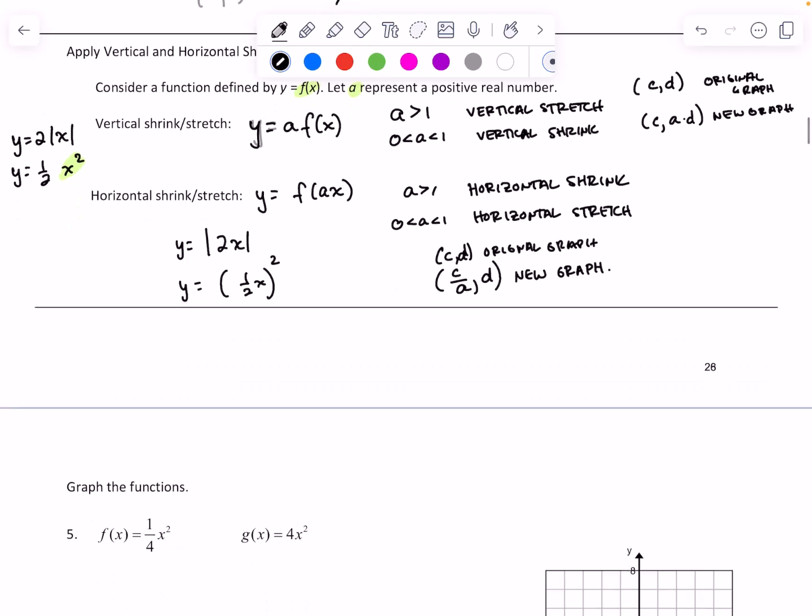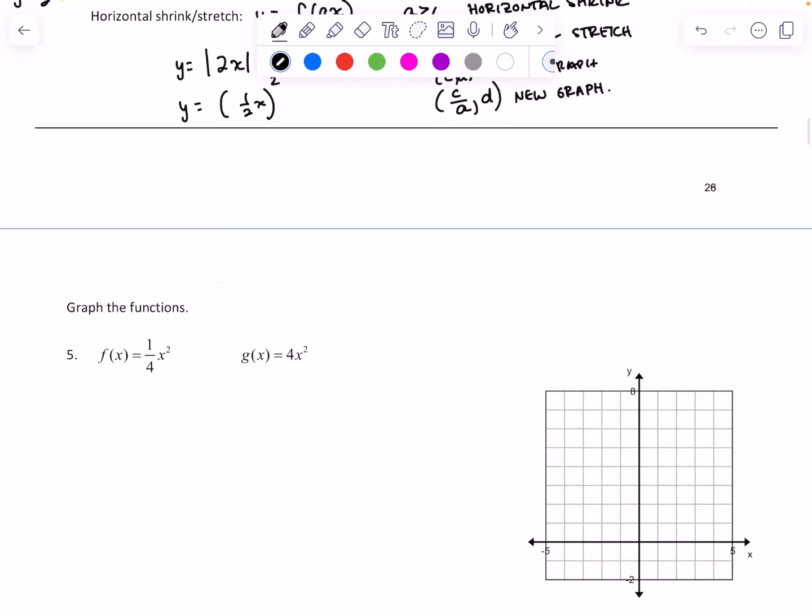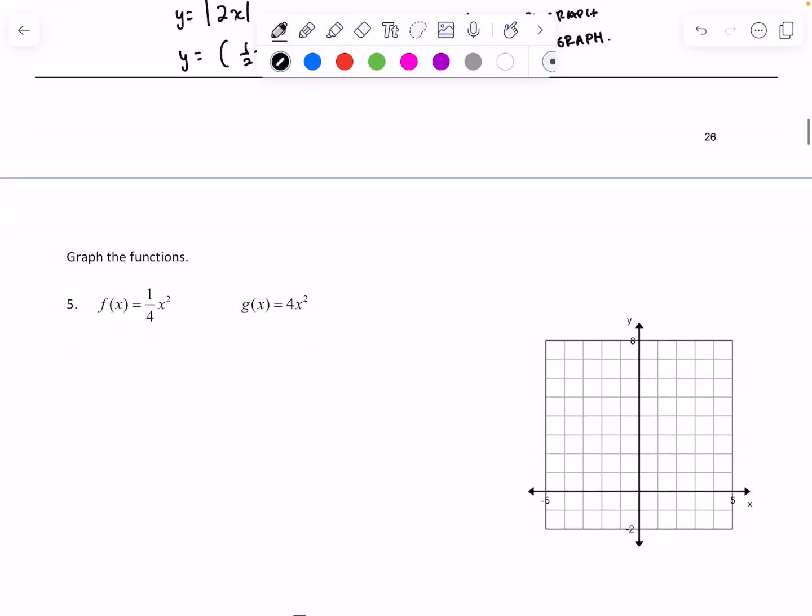All right, so let's look at these two cases here. So here we have 1/4 x squared and 4x squared. So our parent function is x squared. And so we know by now that that goes like this: 0, 0, 1, 1, negative 1, 1, 2, 4, and negative 2, 4 to look something like this.